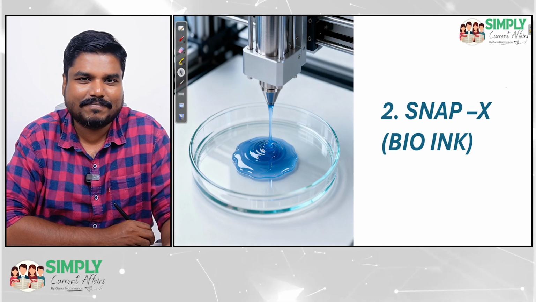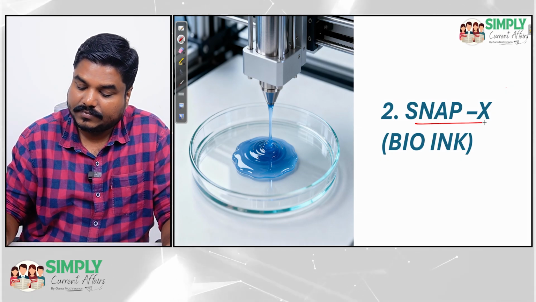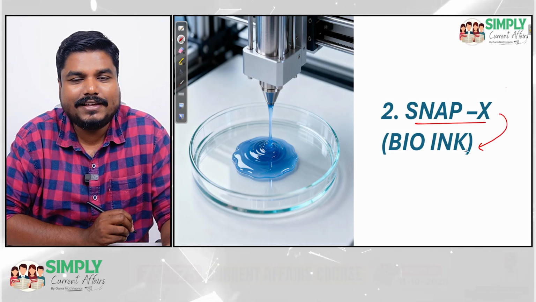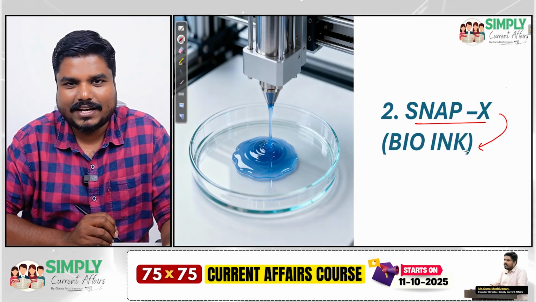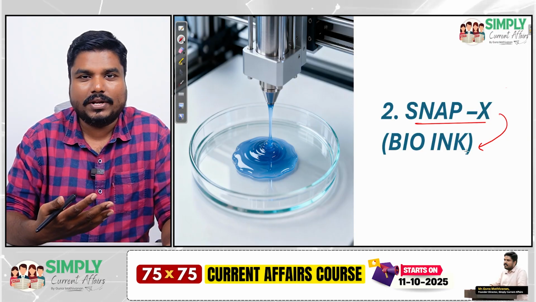Today's topic will be very interesting and very important. The topic name is SnapX. SnapX is a bioink. This deals with coral restoration. So before understanding what SnapX is, we will try to understand corals first.